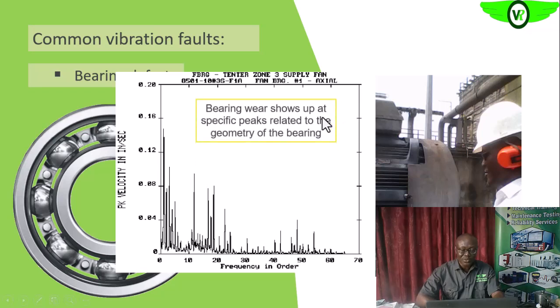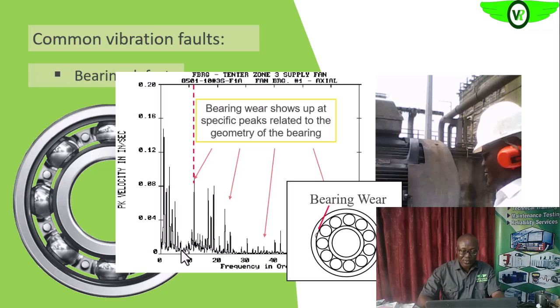So bearing wear shows up at specific peaks related to the geometry of the bearing, as we have acknowledged. Which means that in this case, we will get information about this bearing around this area, which is about 8 times the turning speed. So that is where we will get it.